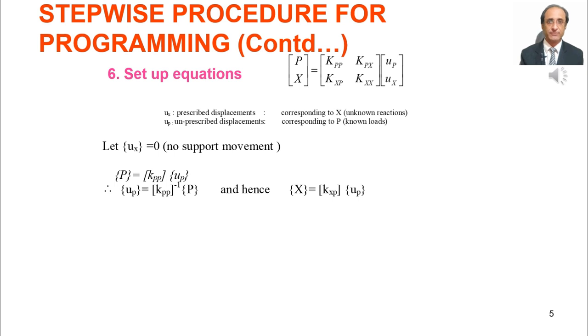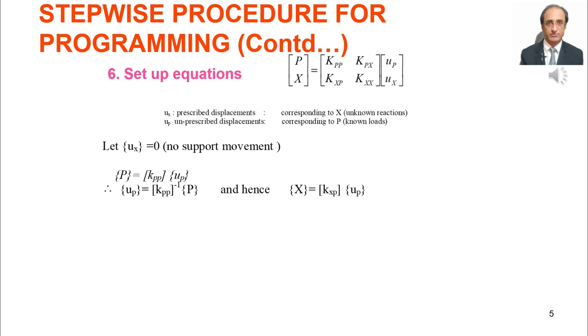Then we can begin with the first equation from the top, P equal to KPP UP plus KPX UX. So UX is 0, so the equation gets simplified into P equal to KPP UP. Then the solution is very simple. All we have to do is find the inverse of KPP and pre-multiply it with P, and we get the displacements.